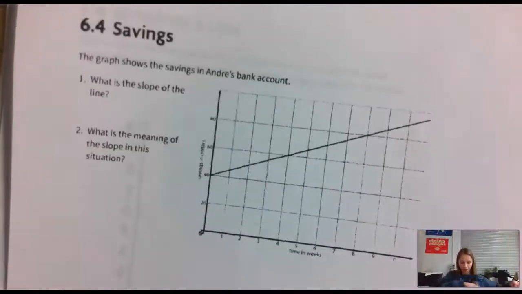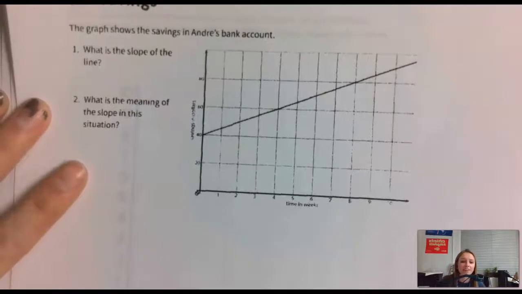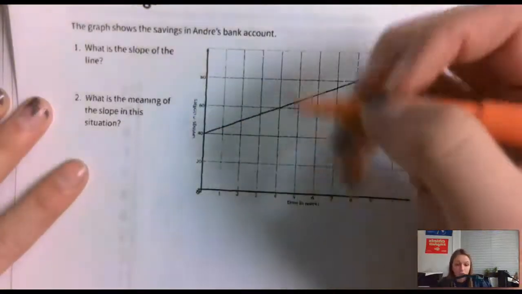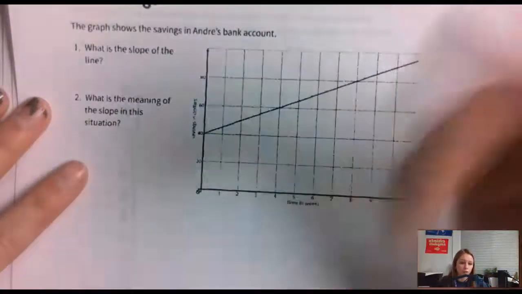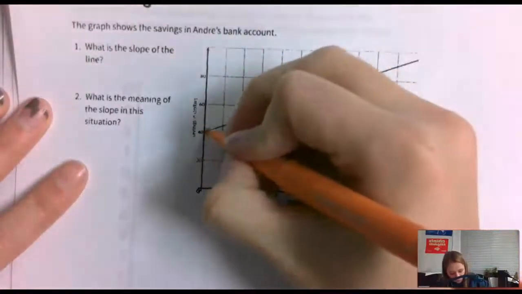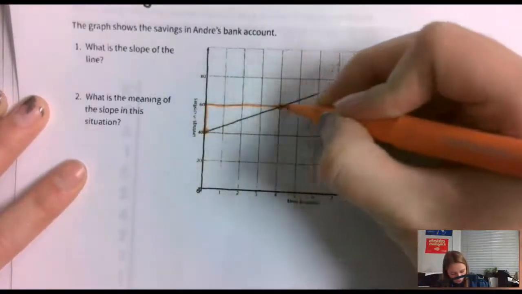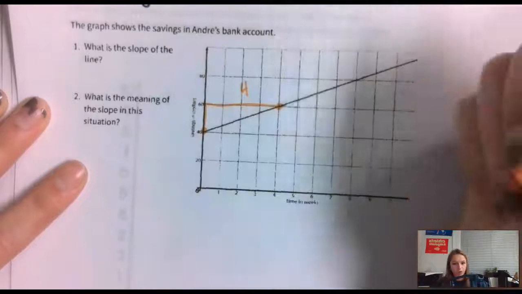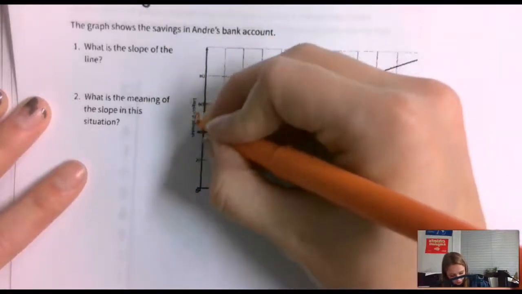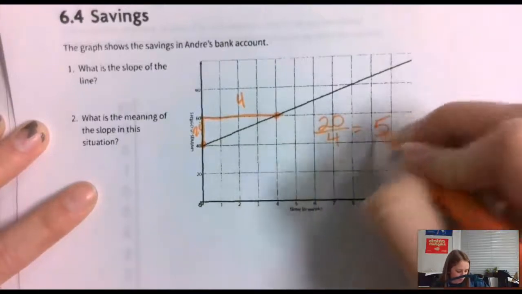Alright, now here we go. It says, what is the slope of the line here? Alright, so multiple ways we can solve this. First off, you can just look at the line and calculate it. So we know our slope is our vertical over horizontal, or y over x. So we start here, we can choose 2 points and figure out our vertical and horizontal distance. So my horizontal distance is 4 and my vertical is 20. So 20 over 4 would give me 5.